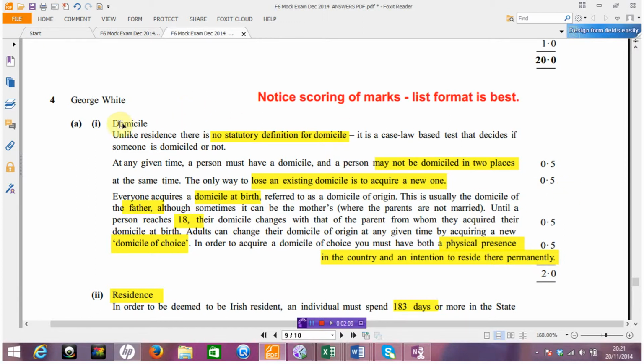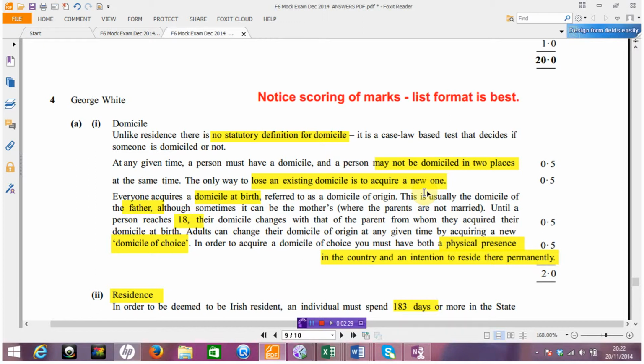Okay, so in relation to domicile, what we see is really what we expect. There's certainly no statutory definition. It comes from past tax case law, and there are some key points made here that are important in relation to domicile. Certainly, every person will have a domicile. You can't have more than one, and you can certainly change your domicile or lose your domicile by acquiring a new one. So how does it work at the outset?